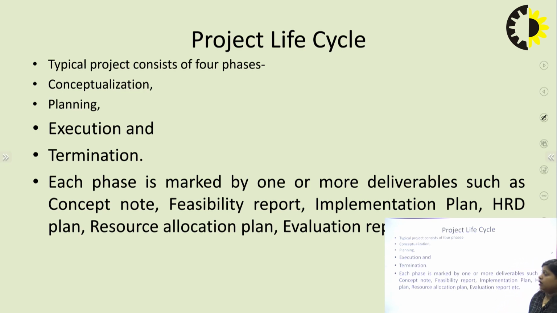Okay. Now one more important point is there. Each phase is marked by one or more deliverables. What this means is that in the project life cycle, a number of phases are involved, like these 4 which I mentioned here. Each phase needs to come out with some outcome. That outcome may be one or it may be more. That is known as the deliverables in technical terms. Deliverables means what we actually deliver after each phase.